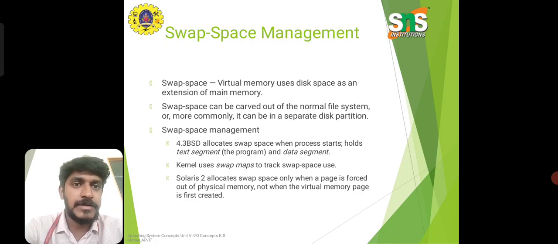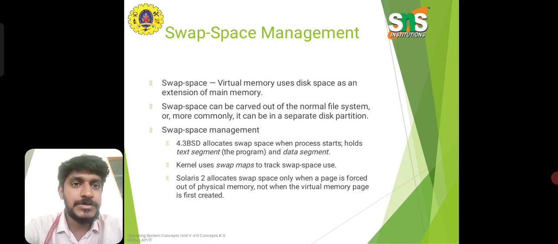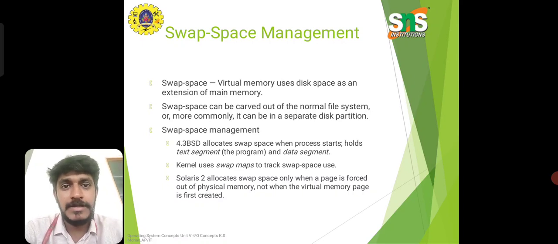In swap space management, 4.3 BSD allocates swap space when a process starts, to hold the text segment and data segment. The kernel uses swap maps to track swap space use. Solaris 2 allocates swap space only when a page is forced out of physical memory, not when the virtual memory page is first created. These are the kinds of things in swap space management.